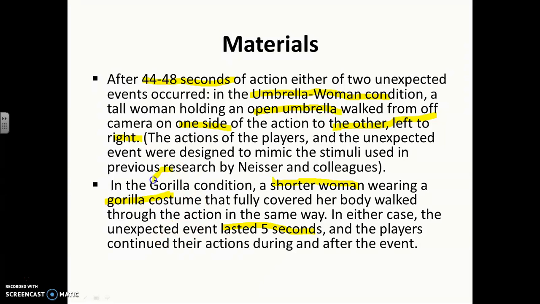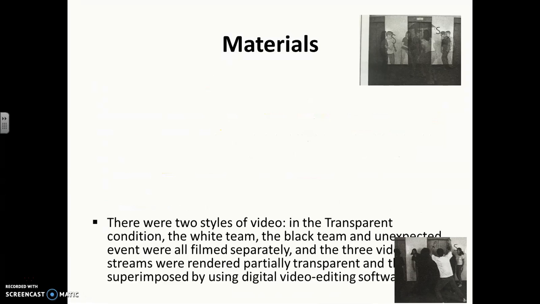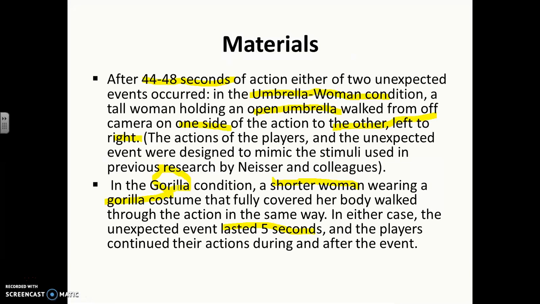An important point here is that this gorilla condition is not the gorilla condition of standing, looking at the camera and banging her chest. That was an additional condition which they classed as a little controlled observation. It's coming up a bit later, I think. But for this condition, the gorilla is simply doing exactly the same thing as the umbrella woman, walking from left to right. It doesn't stop and bang her chest.